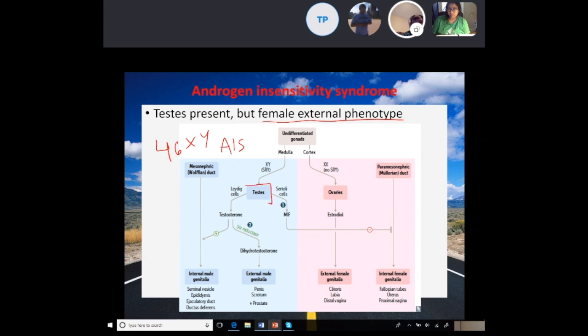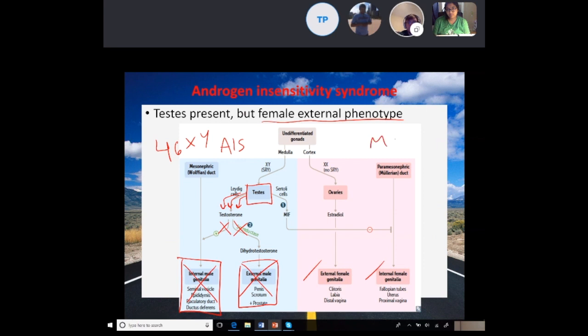So she has testes. They have testes, so they can crank out as much testosterone as they want. But everything past here does not work. So they do not have any external male genitalia or internal genitalia of any kind. So they are going to go with the default setting.